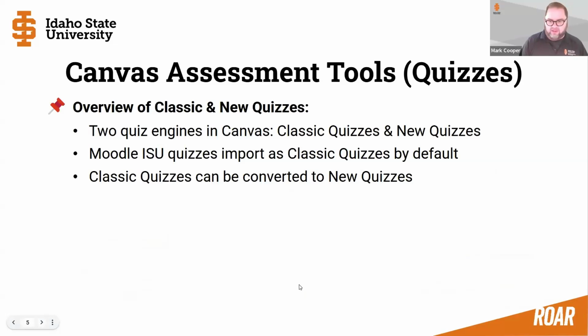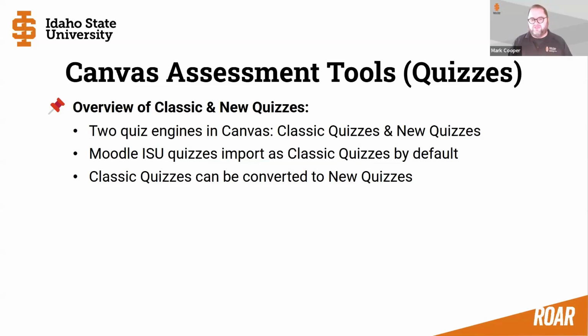And then finally, we're going to talk about quizzes. And quizzing is a little bit different in Canvas than it is in Moodle. There are two engines, and I'll explain the reasons behind this, that are utilized within Canvas. One is the classic quizzes, and another is called new. So it's like Coke. You have the classic Coke, and you had in the 80s the new Coke.